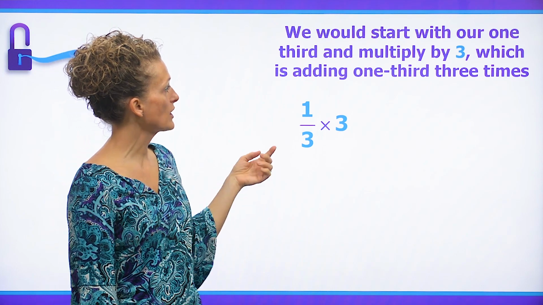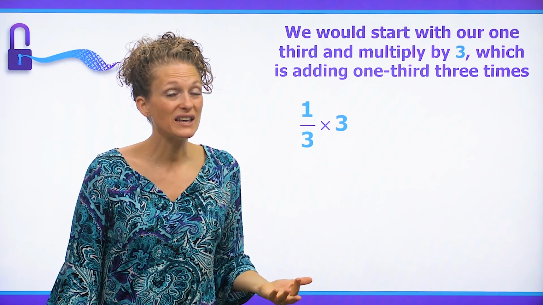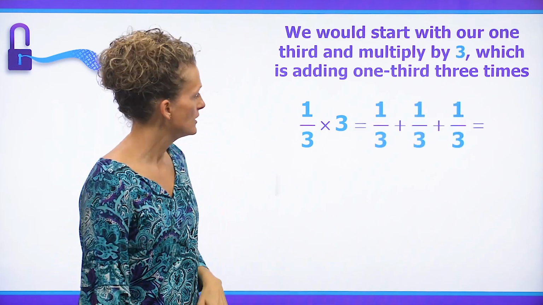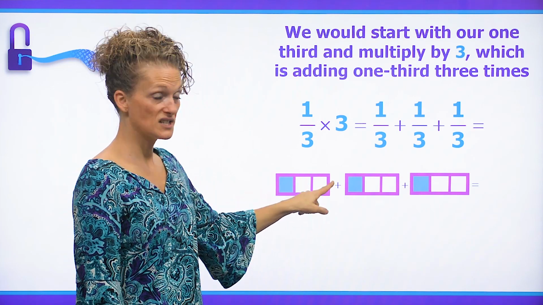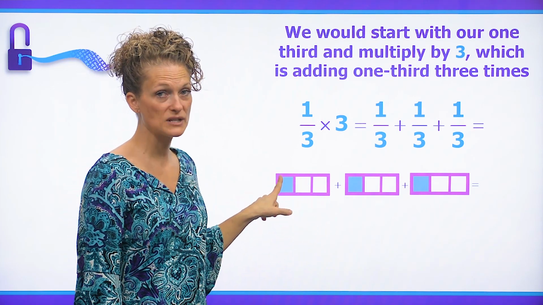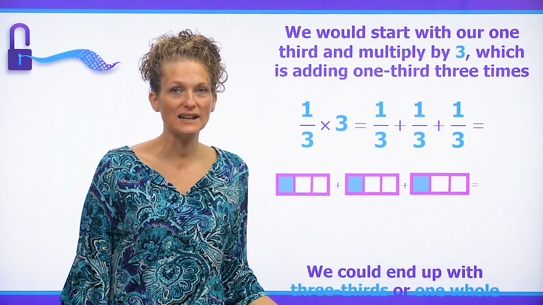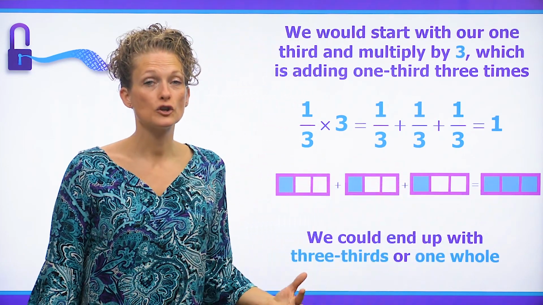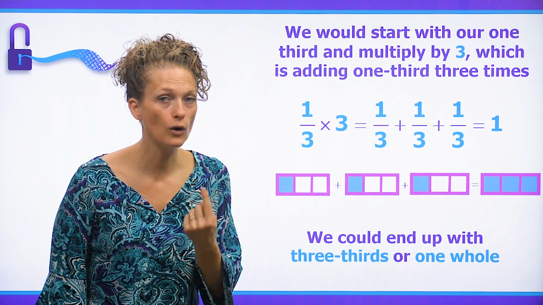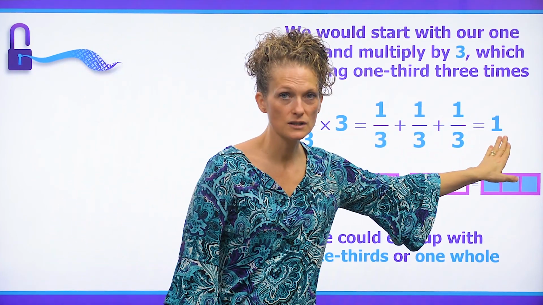So we could start with our 1/3, and we want to multiply it by 3. And if you'll recall, multiplication is simply repeated addition. So we would actually have 1/3 plus 1/3 plus 1/3. We saw that this picture represented 1/3. So we have 1/3 plus 1/3 plus 1/3. Well, what does that equal? If we take each of these thirds, we can put them together and they give us 3/3 or 1 whole. So 1/3 times 3 equals 1.